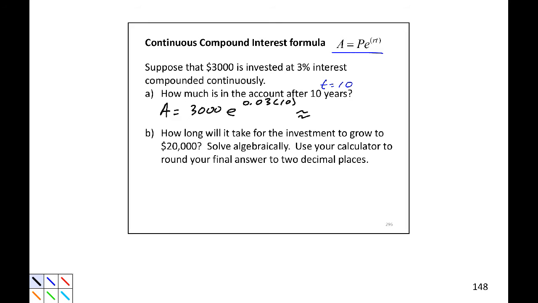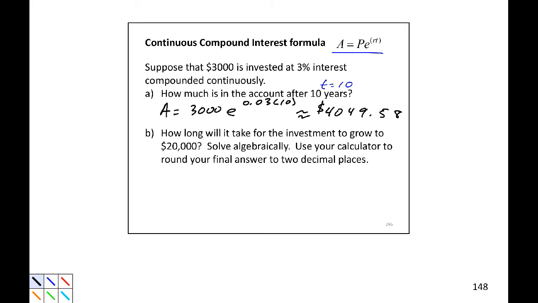Now make sure that we're putting all that together. If you need this on your calculator, putting this in parentheses is really important. Make sure that 0.03 multiplying by 10 before it's raised to that exponent. All right, so that would be 4,049.58. That's the approximate value after 10 years.